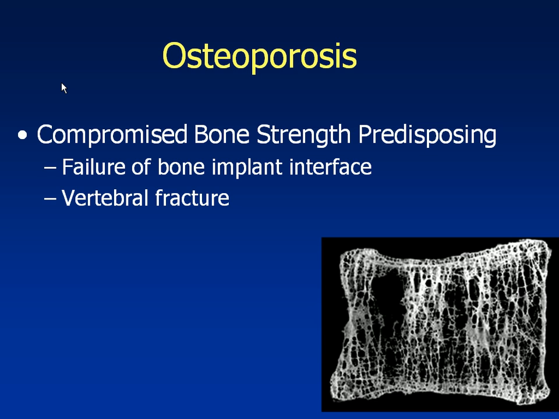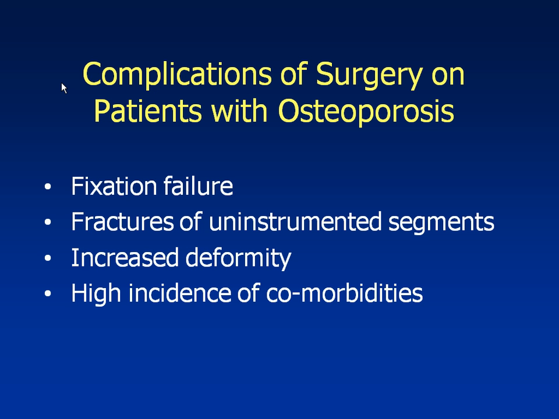Osteoporosis, as you know, may cause compromised bone strength, predisposing to failure of the bone-implant interface. One of the major complications of surgery on patients with osteoporosis is fixation failure. Other problems are fractures of uninstrumented segments and increased deformity, which would not be the main topic of this talk but may be discussed in the discussion time. Increased deformity, especially due to fixation failure and fractures of uninstrumented segments, may be a big problem for us.